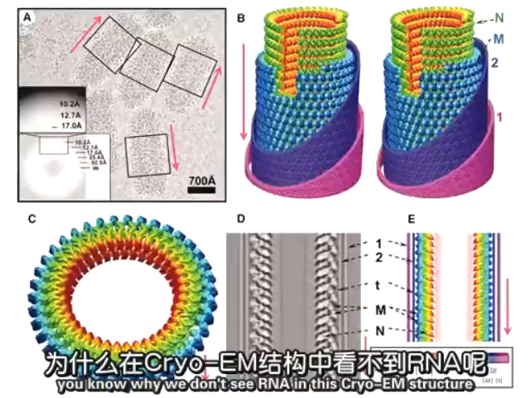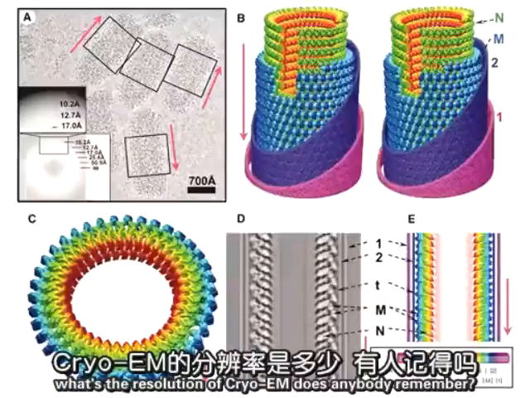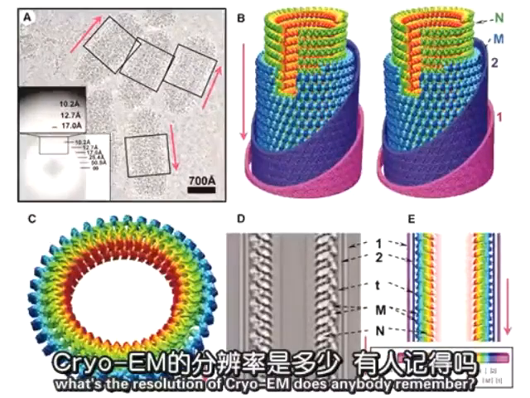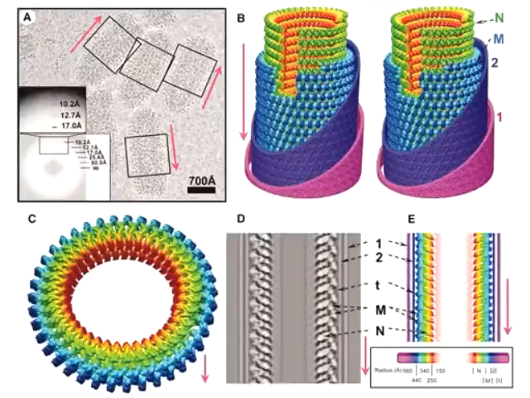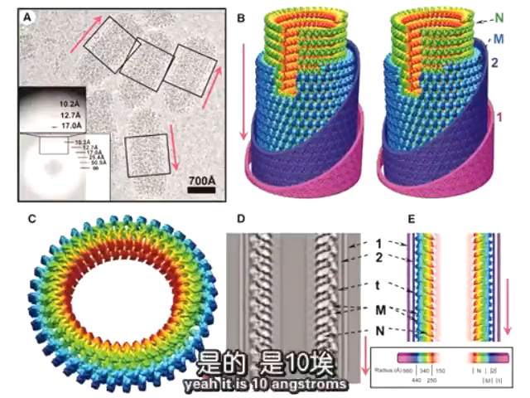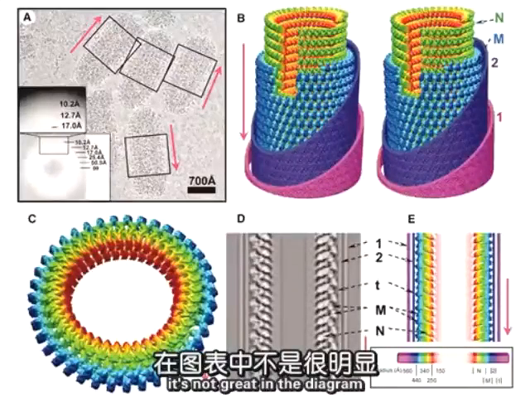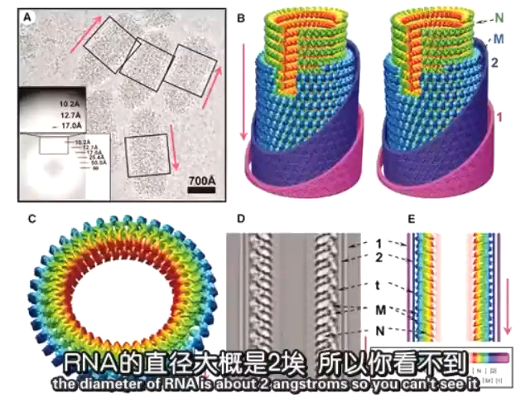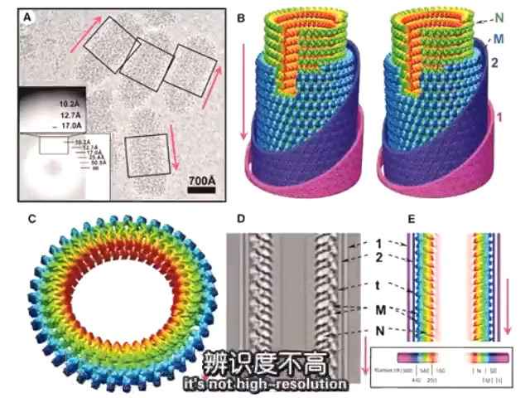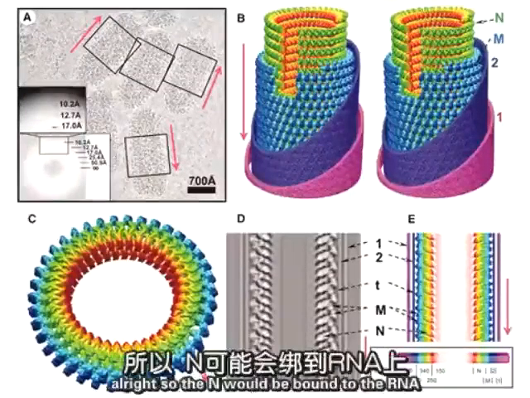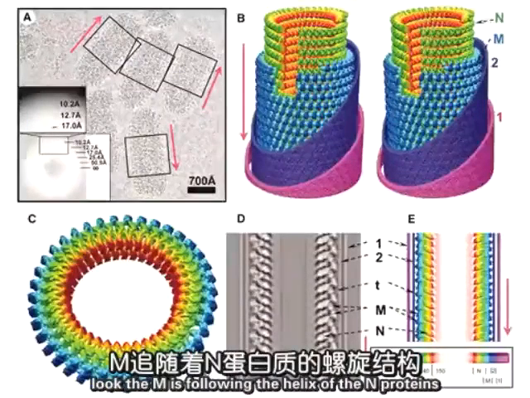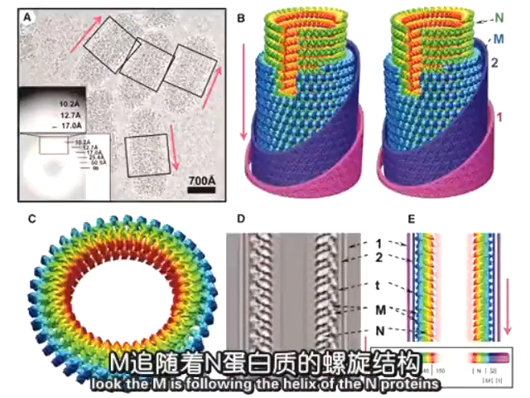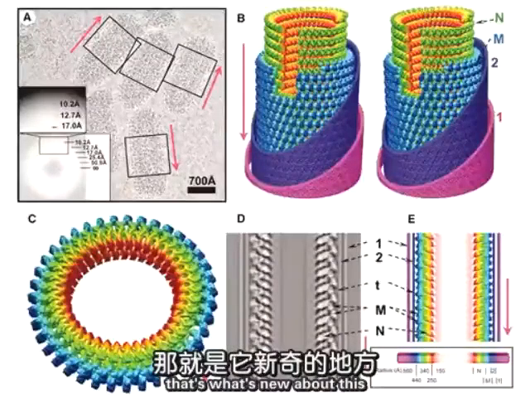Do you know why we don't see RNA in this cryo-EM structure? What's the resolution of cryo-EM? Does anybody remember? Is it 1 angstrom? Is it 10? Yeah, it's 10 angstroms. It's not great. And the diameter of RNA is about 2 angstroms, so you can't see it. It's just not high resolution. So the N would be bound to the RNA. But the key here is that the M is following the helix of the N protein. It's very interesting. That's what's new about this.